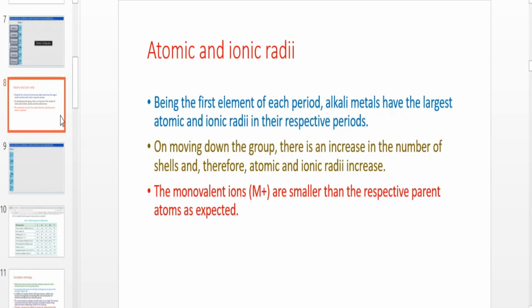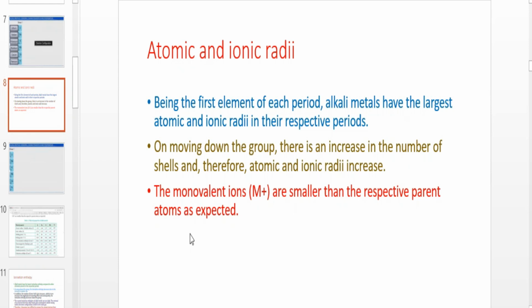I'm repeating this again. Atomic and ionic radii. These alkali metals are placed in the first position in each and every period, so in each period the alkali metals have the largest atomic and ionic radii. If you look at the groups, on moving down the group, there is an increase in the number of shells, as we move from top to bottom in a group, and therefore the atomic and ionic radii increase.